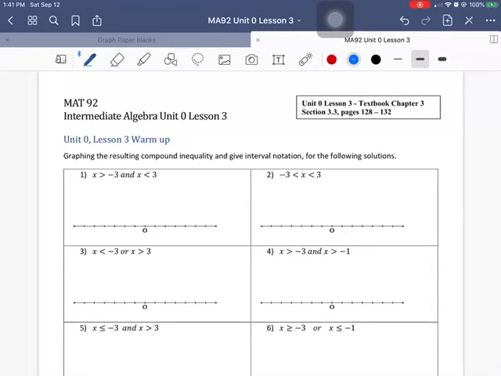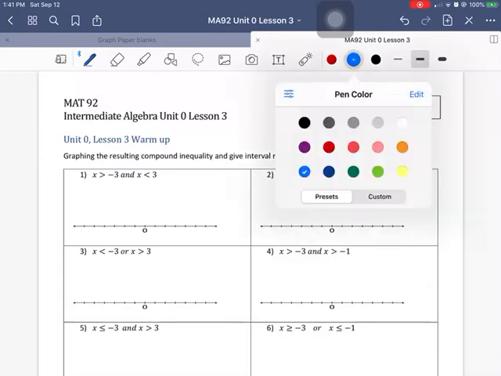Okay, Intermediate Algebra 92, Unit 0, Lesson 3, Warmup. All right, compound inequalities and give interval notation.